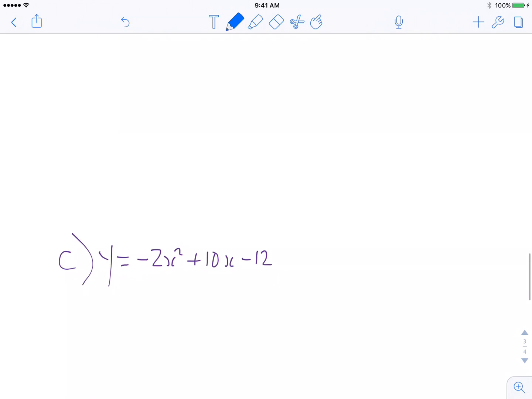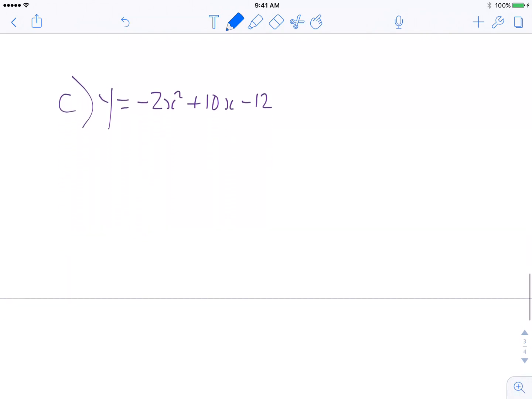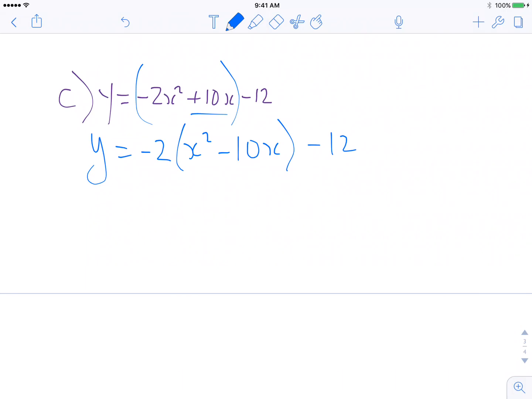I would strongly urge you to try this one on your own completely before following my steps. I'll try and go a little more quickly though, so that you can pause the video and then just watch step by step. So we are first going to group the first two terms, and we're going to take out a negative 2 this time. Negative 2 times x squared, and be careful, negative 2 times negative 10x will equal positive 10x. And then we ignore the third term.